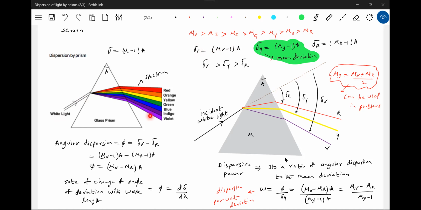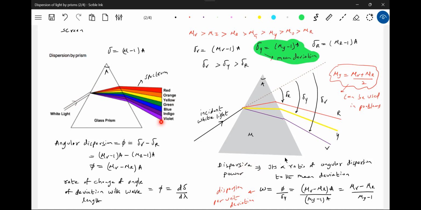Then the difference in deviation suffered by the violet and red is the angular dispersion. And the deviation suffered by the yellow color light is the deviation suffered by the white light, so this is called the mean deviation. Then we define the dispersive power: dispersion per unit deviation. Okay, this is some theoretical background we have set up here.